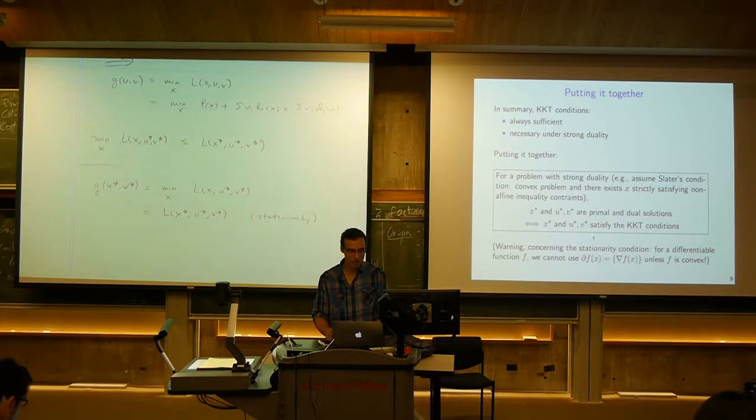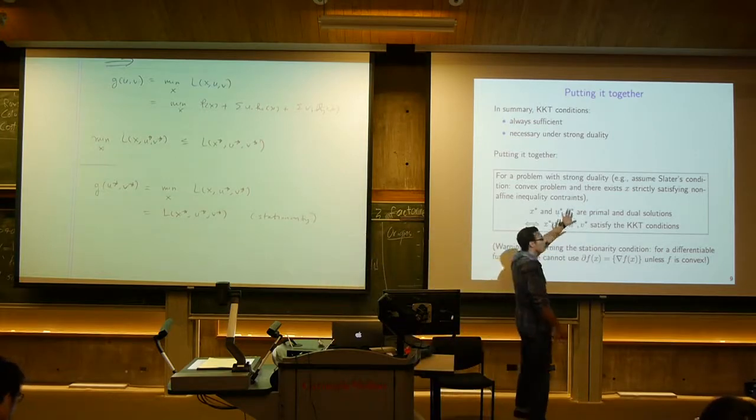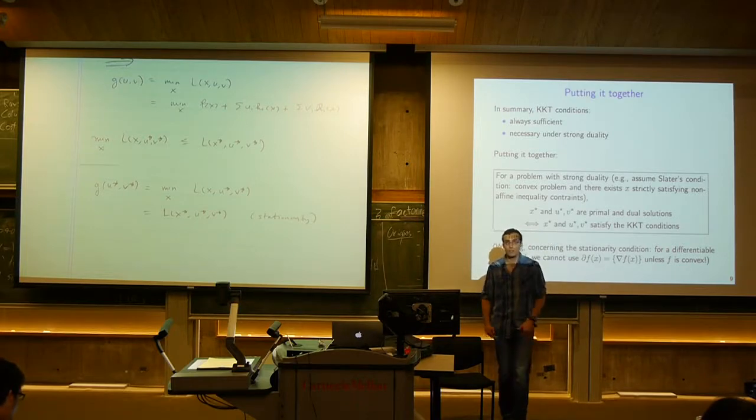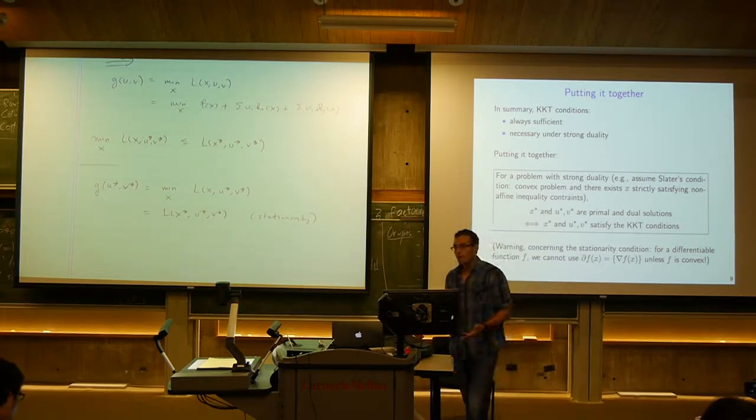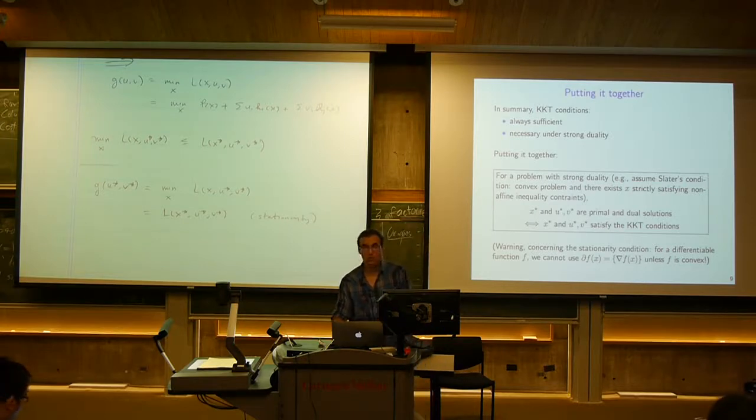One way to remember this equivalence is to suppose you're looking at a problem in which you know strong duality holds in the first place. For example, it could be a convex primal for which there's a strictly feasible point x. Then the KKT conditions are equivalent to having optimal primal and dual solutions. x star and u, v star are primal and dual solutions if and only if x star and u, v star satisfy the KKT conditions. We just proved that over the last couple of slides.